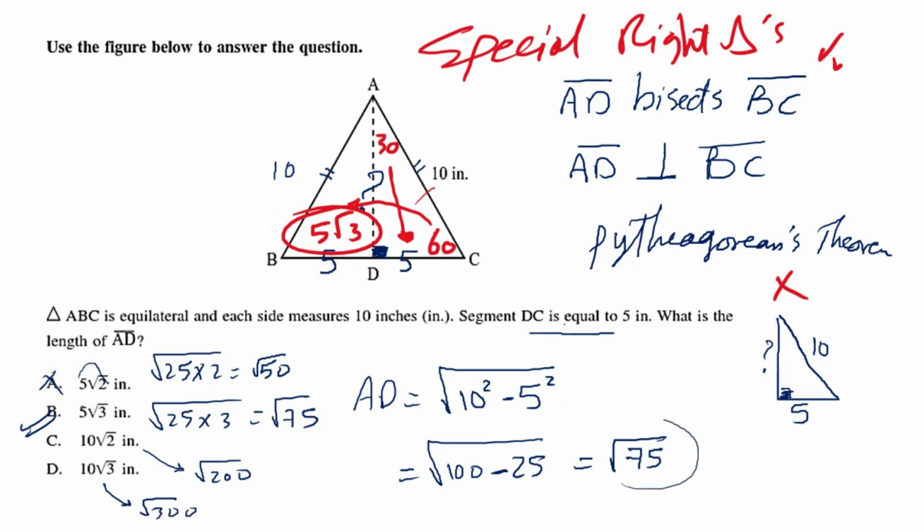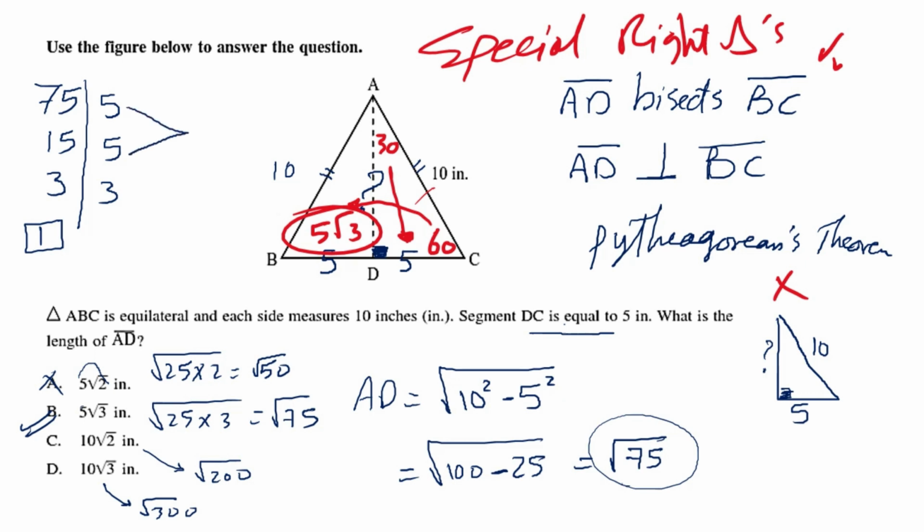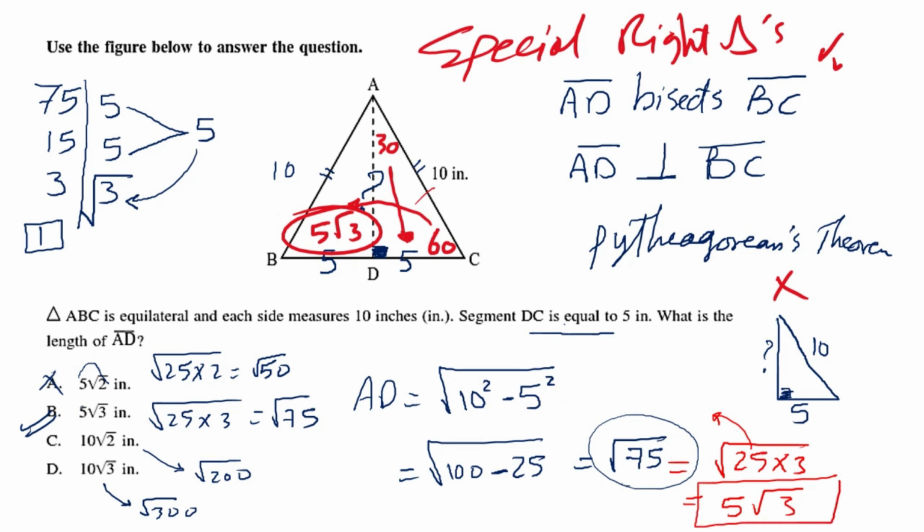If you don't know how to simplify this one, you can use the old method of division. 75 divided by 5 gives me 15, divided by 5 gives me 3, divided by 3 gives me 1. So from each repeated pair of numbers, I take one, and that one comes out of the root. So it's 5 root 3. If you are smart enough, you can write 75 as 25 multiplied by 3, and the 25 jumps outside the root as 5, so it's 5 root of 3.